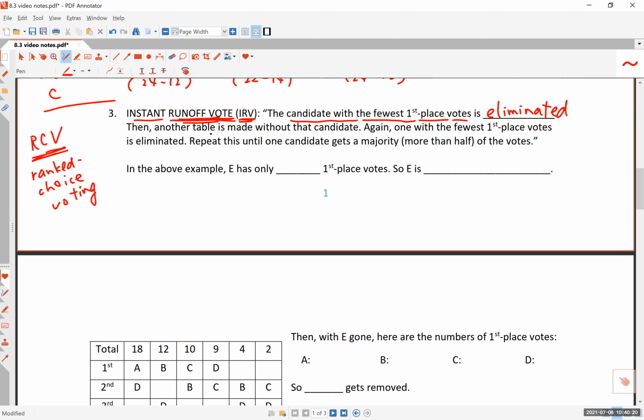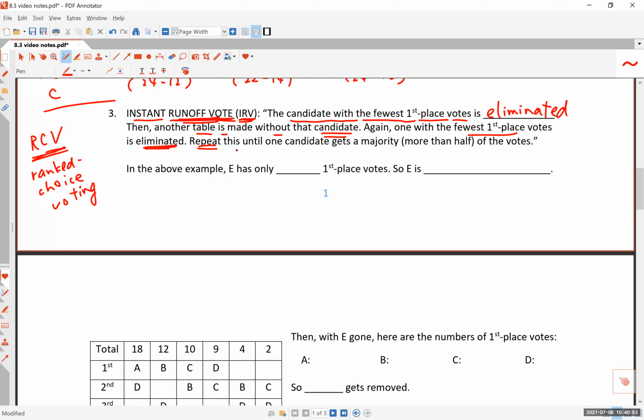And then another table is constructed without that candidate. And then we look at that new preference table, and again, the one with the fewest first place votes gets eliminated. So this person will be the second person to be yanked out, chopped, if you will, from the table. And you repeat this. It sounds familiar, huh? You are chopped, and then you are chopped, and then you are the winner because you won. All right, so that is the procedure.